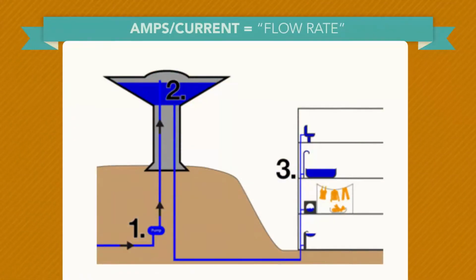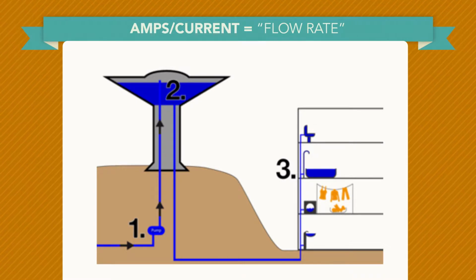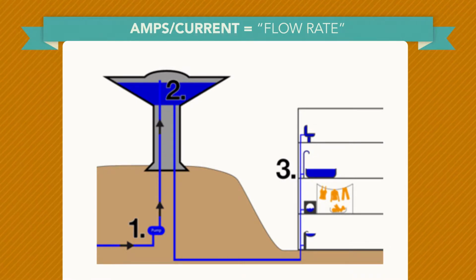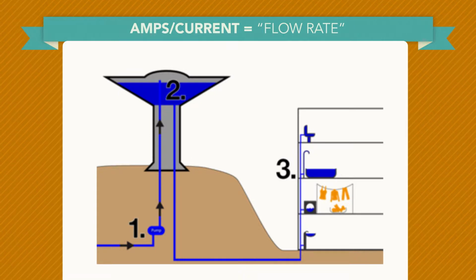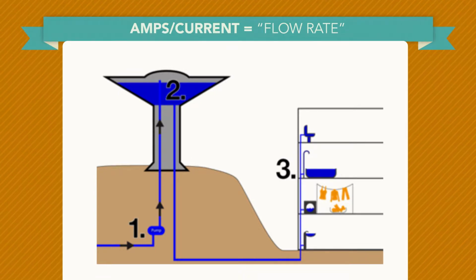If all of the faucets in your house are closed, no water will flow through the pipes. If you open one faucet, some water flows. If you open all of the faucets, a lot more water flows.